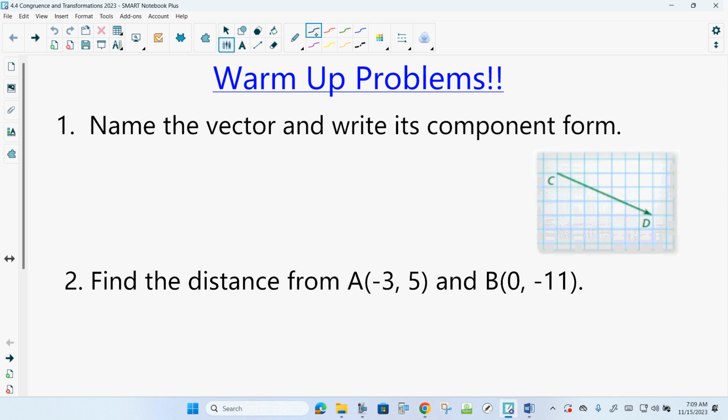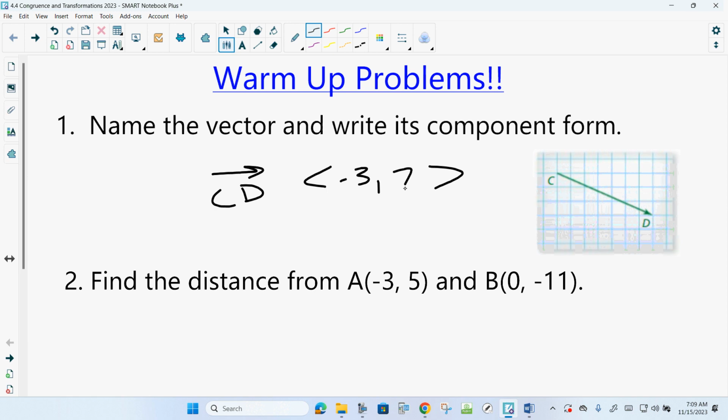Name the vector and write its component. So it's vector CD, and its component from C to D is down 3, so that's a -3, and to the right 7. So we have a component form of -3, 7.